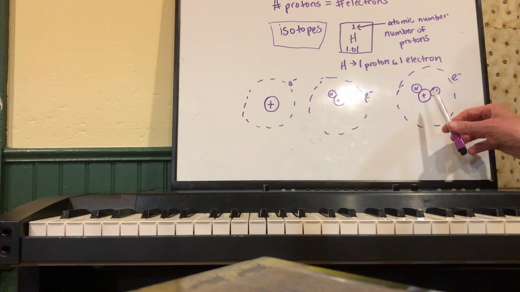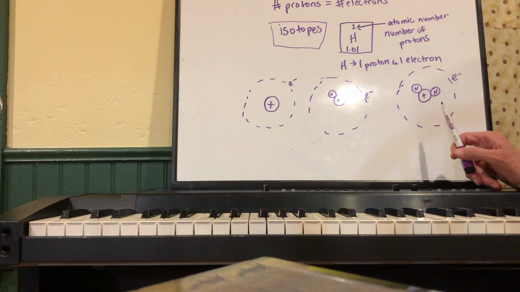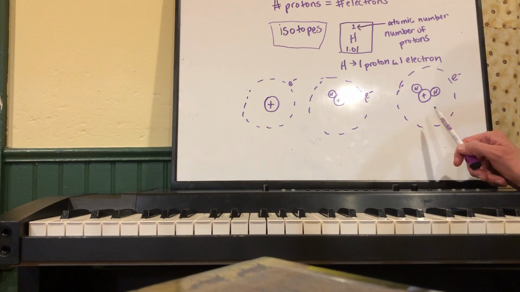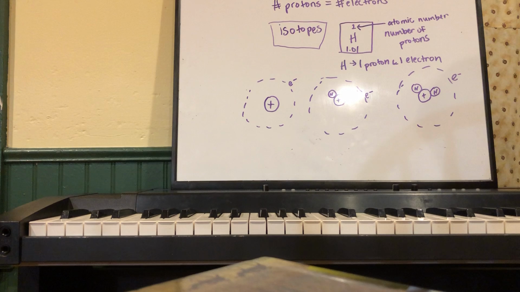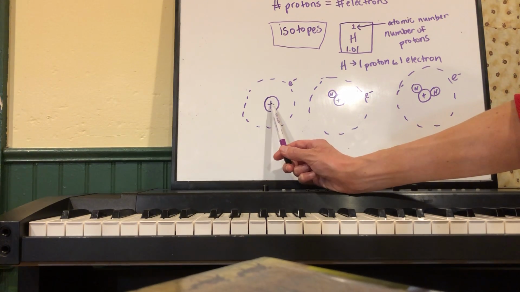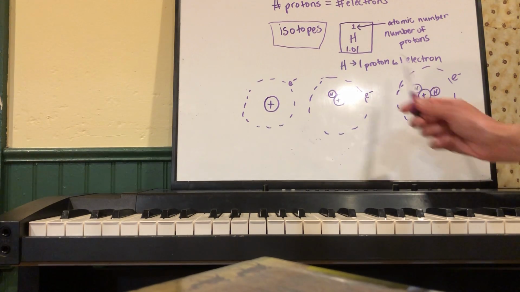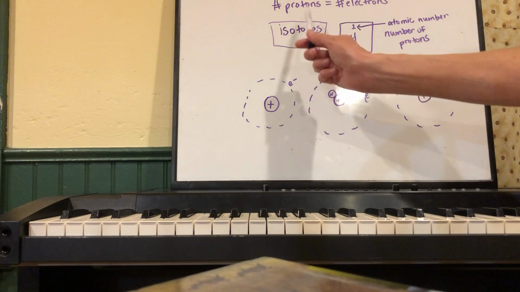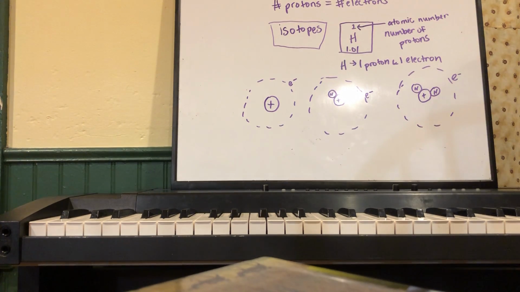Tritium, this one over here, is radioactive. It's something that I actually used to use when I worked in a lab. You sometimes use something radioactive so you can track where it goes through a cell. But anyway, it's radioactive, but you don't have to worry about that. What you do need to worry about is that these are all hydrogen because they have 1 proton and 1 electron, and they are isotopes of one another because they have a different number of neutrons.